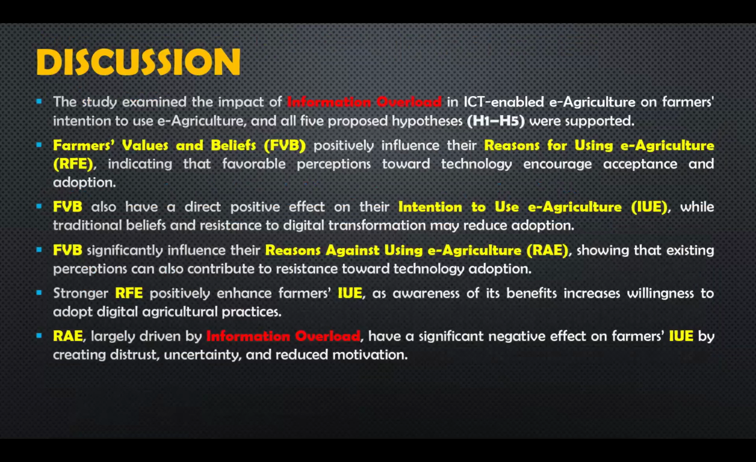So now we are going into the discussion. The study examined the impact of information overload in ICT-enabled e-agriculture on farmers' intention to use e-agriculture, and all 5 proposed hypotheses were supported. Farmer values and beliefs positively influence the reason for using e-agriculture, indicating that favorable perceptions toward technology encourage acceptance and adoption. FVB, that is farmer values and beliefs, also have a direct positive effect on intention to use e-agriculture, while traditional beliefs and resistance to digital transformation may reduce adoption.